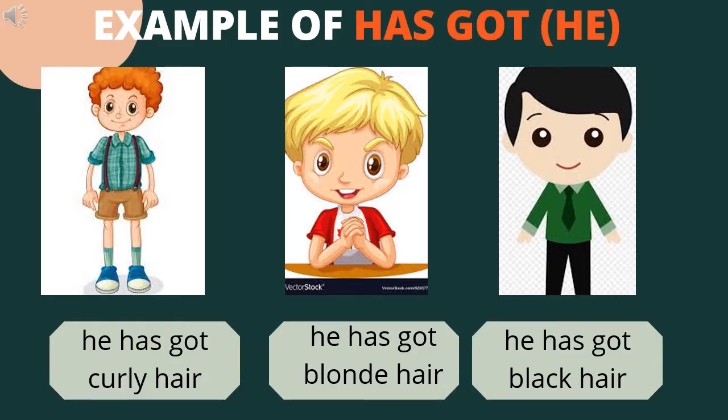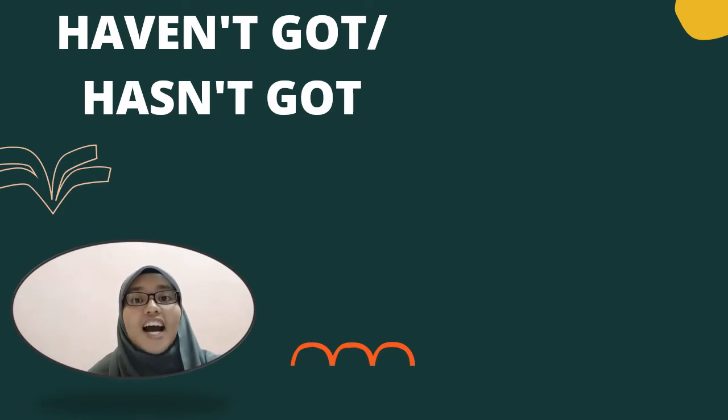Now, let's look at the examples of has got for he. The first one, he has got curly hair. The second one, he has got blonde hair. The third one, he has got black hair. Okay, class. Now you have learned about have got and has got, right?